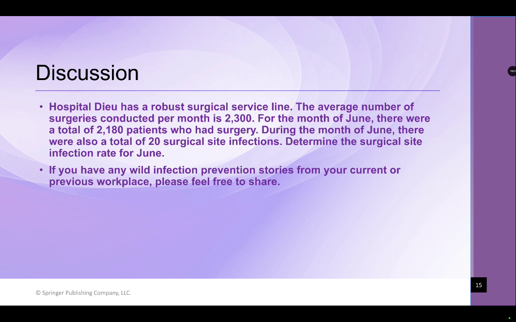And then the second one I propose for this week's discussion board reads, if you have any wild infection prevention stories from your current or previous workplace, please feel free to share because I feel like we all learn best from experience, and who doesn't like a good story or two? And it's much easier to talk about those kinds of things rather than having to look up different things.